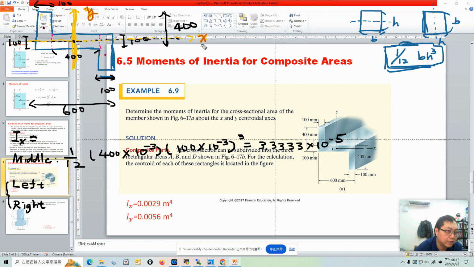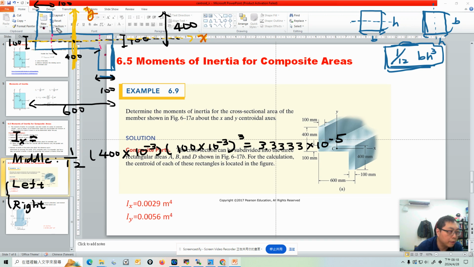The x-axis does not pass through the centroid of the left part, so you cannot use this formula directly. You have to use the parallel axis theorem. But you still need to use the moment of inertia formula for rectangles to calculate this.